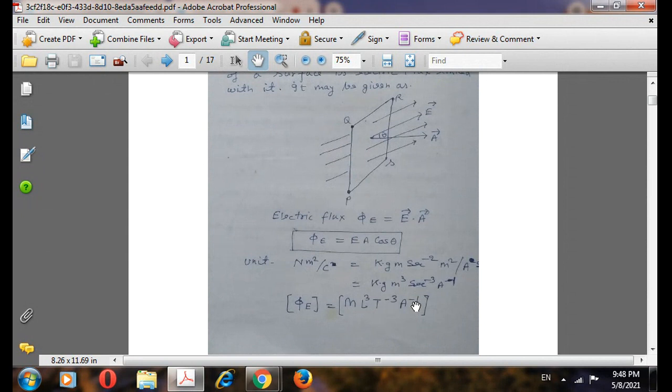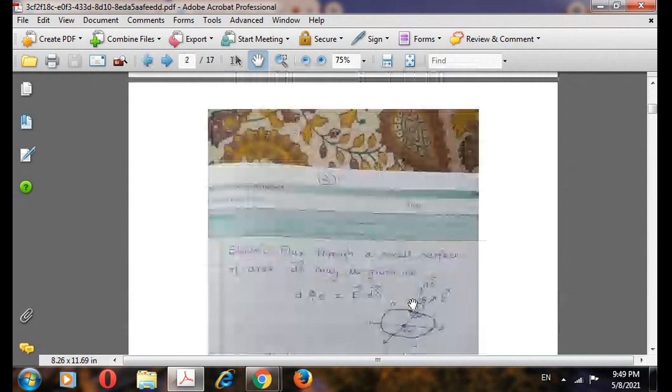Similarly, in the magnetic field there will be magnetic flux. If you understand electric flux, then it is very easy to understand magnetic flux. Similarly, the magnetic flux can be understood.